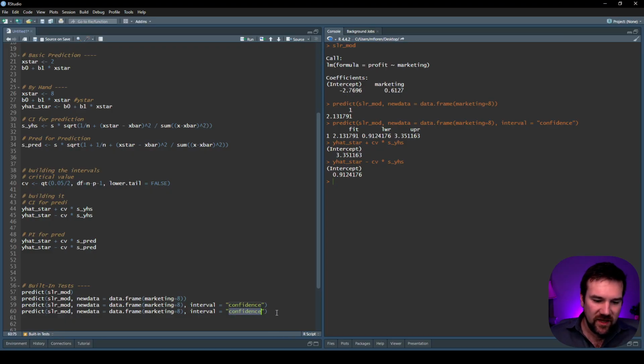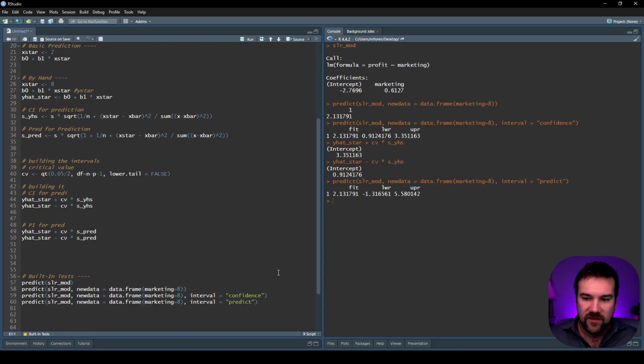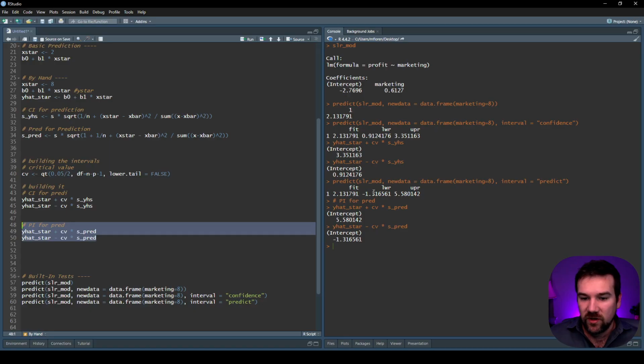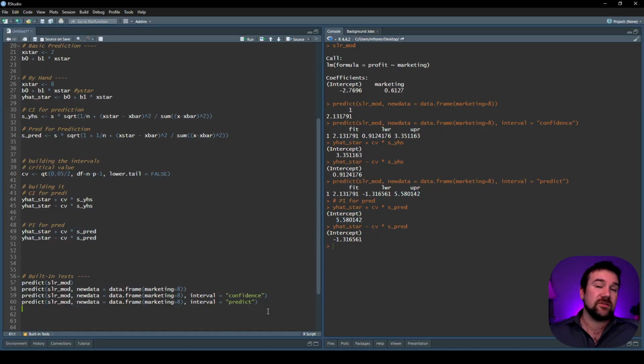I'll copy and paste that, and to come up with a prediction interval, just replace the word confidence with the word predict, and that'll give me a prediction interval instead of a confidence interval. And again, if I compare that to my prediction interval with fingers firmly crossed, I get the exact same numbers for my prediction interval that I calculated and the one that R is coming up with, which is good. That means I did it right.